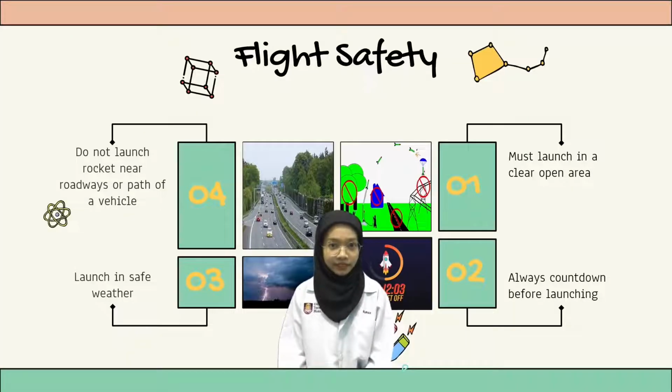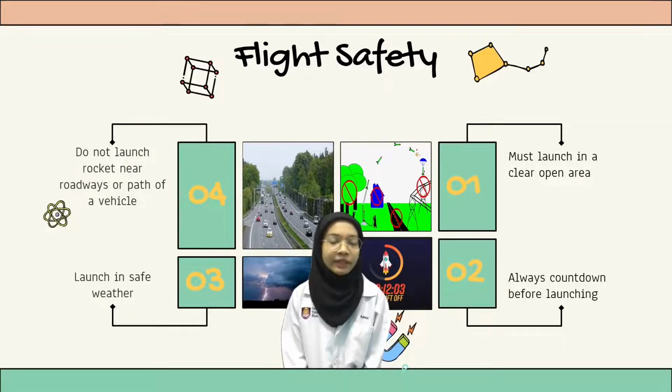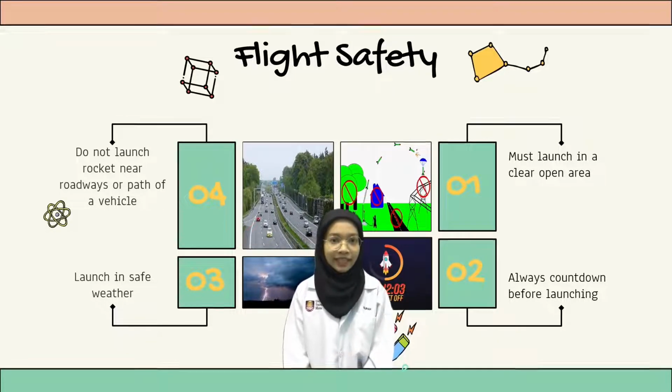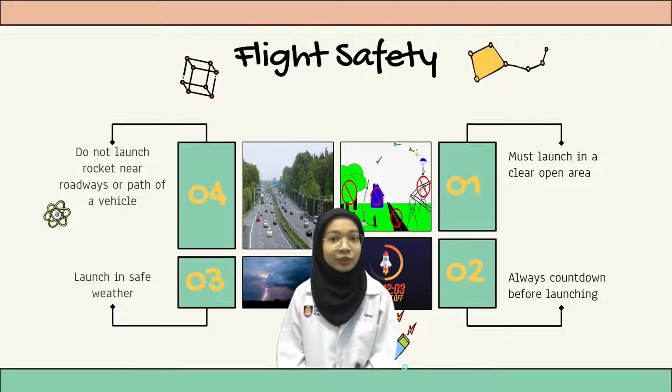Lastly is flight safety. Flight safety of the water rocket is also the same as the earlier model rocket that we discussed. A model rocket should be launched only outdoors in a clear open area without obstacles such as trees or power lines. Next, an audible countdown should be used before each launch. Rockets should be launched in safe weather conditions with wind speed no greater than 15 miles per hour. And next, do not attempt to recover any rocket from power lines, tall trees, or other dangerous places. And lastly, please do not launch a rocket over or near roadways.